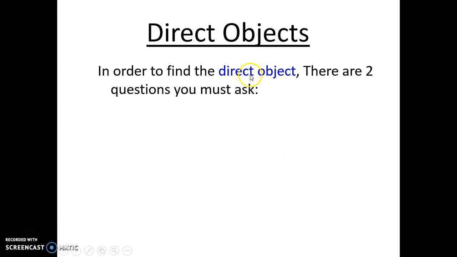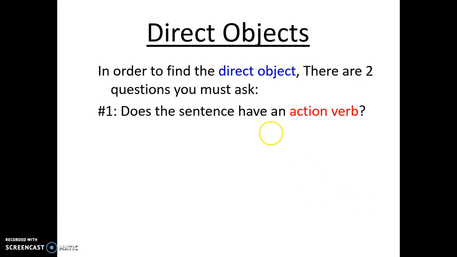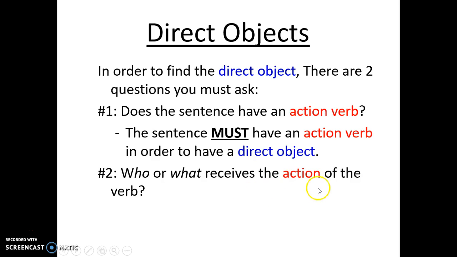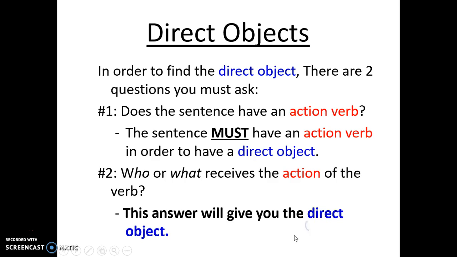In order to find a direct object, you just have to listen now. You should have your top flap written in. You're going to write in the bottom flap in a minute, but for a few minutes you can just listen. In order to find a direct object, there are two questions you must ask. Does the sentence have an action verb? If there's no action verb, there is no direct object. There could be a PA or a PN, but certainly not a direct object. The sentence must have an action verb in order for it to have a direct object. Has to. And who or what receives the action of the verb? The answer will give you the direct object. I'll show you what it looks like in a minute.